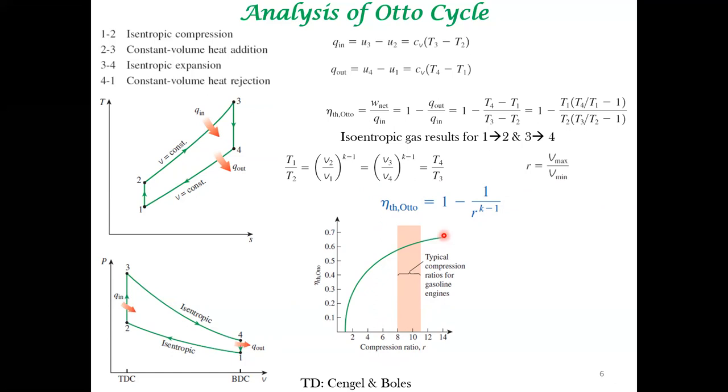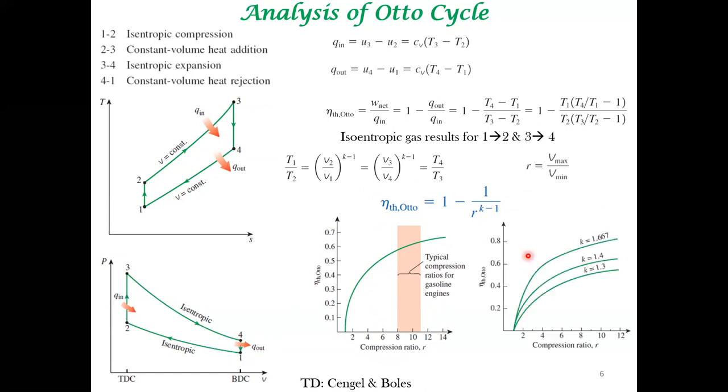After making all these approximations, it gives you a simple guideline on the primary determinant of the efficiency of an Otto cycle, right? And we can also plot as a function of k, which is Cp by Cv, and then you can look at the efficiencies. So if you want to keep increasing your efficiency, you know that you have to increase your compression ratio.